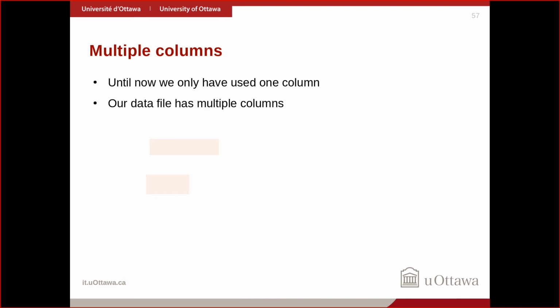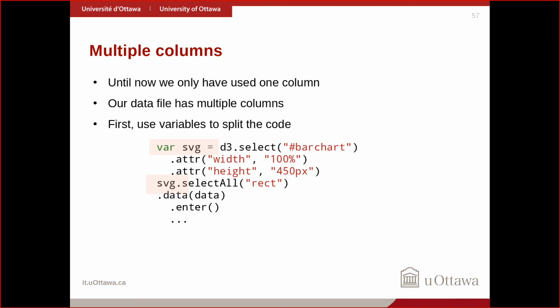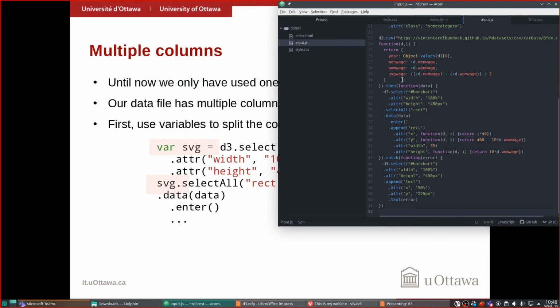So, multiple columns. Now we've used one column. We've shown the data for women, but we want to compare it to men. So we also want to show the data for men. To do that we have to split the code somehow. Because if you look at it, we select the bar chart, we select the rectangles, we take the data, and we append the rectangles. But then how do you enter more data? This all works on what came previously. So we have to split it.